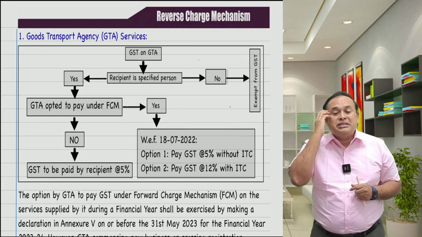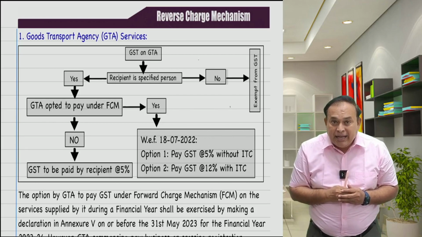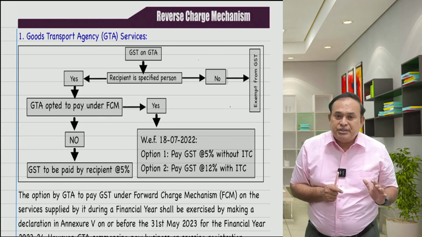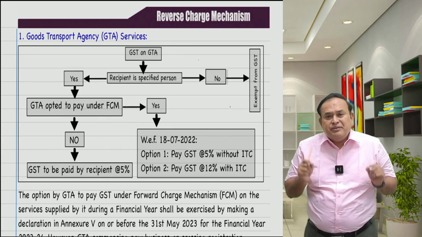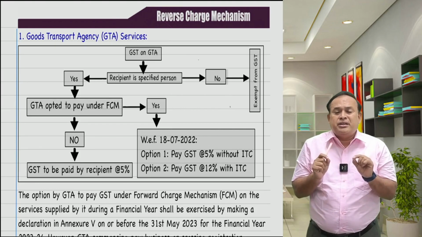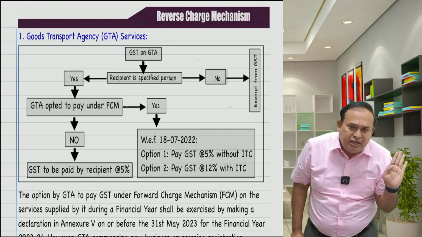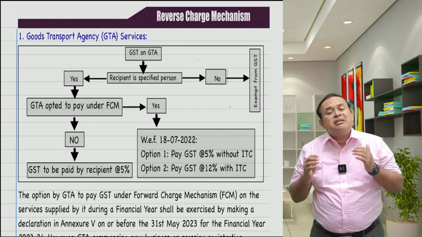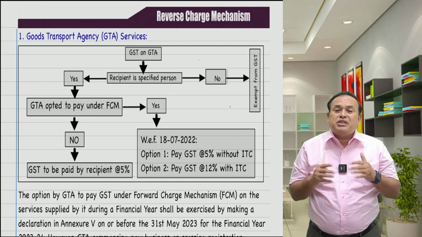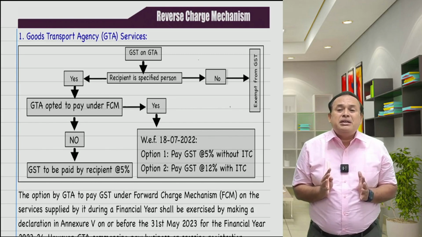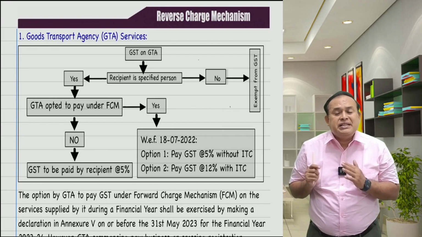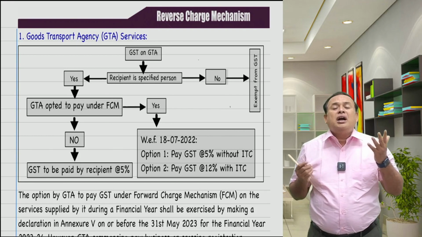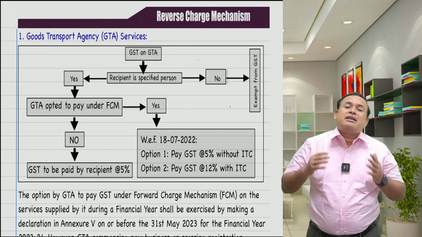If the taxable supply comes into the picture, here the GTA has two options. Whether to choose forward charge, then reverse charge won't come into the picture. If the GTA has not chosen forward charge, then it will not pay GST. Like that, GTA says, where the recipient is a specified person, the recipient is liable to pay GST. Now, first and foremost, if the recipient is going to pay the GST in the case of GTA services, the liability to pay GST in the hands of the recipient is 5% of GST on the freight. The recipient is liable to pay GST.